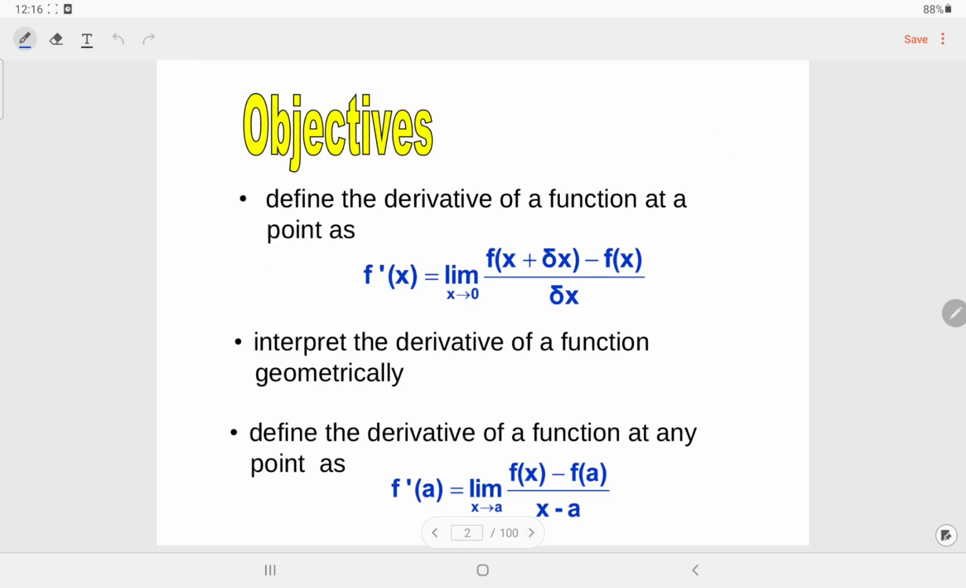The objective of this chapter is to define the derivative of a function at a point, such as f prime x equal to the limit as delta x approaches 0 of f(x plus delta x) minus f(x) over delta x, and then interpret the derivative of a function geometrically, and then to define the derivative of a function at any point, such as f prime a equal to the limit as x approaches a of f(x) minus f(a) over x minus a.